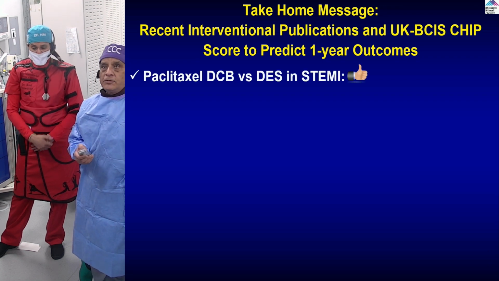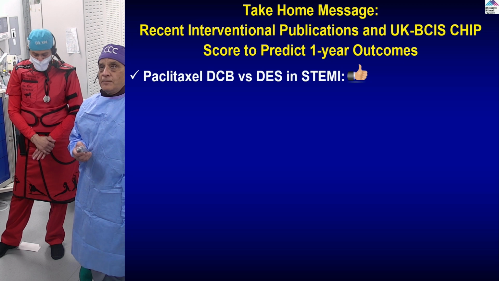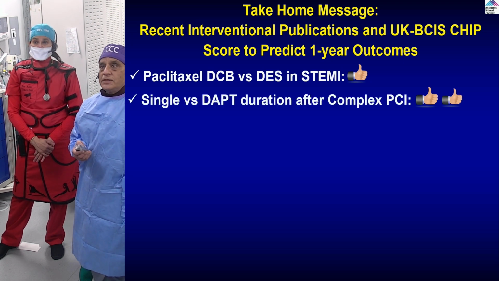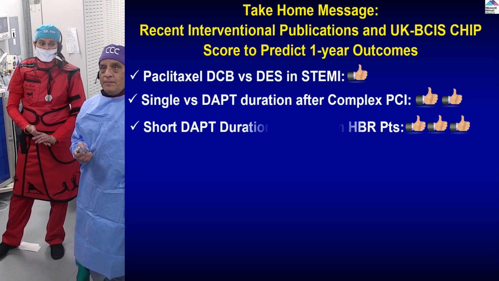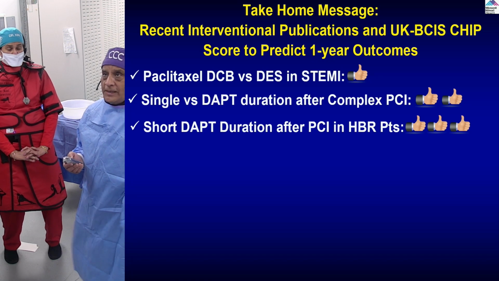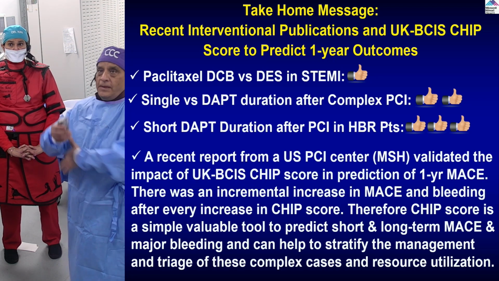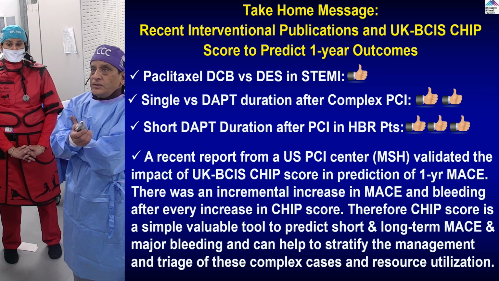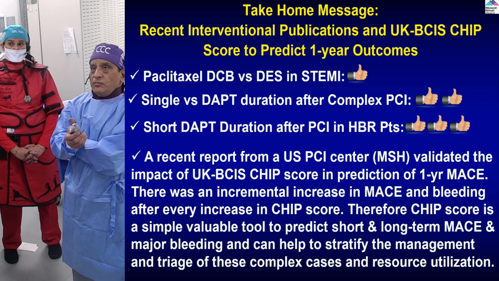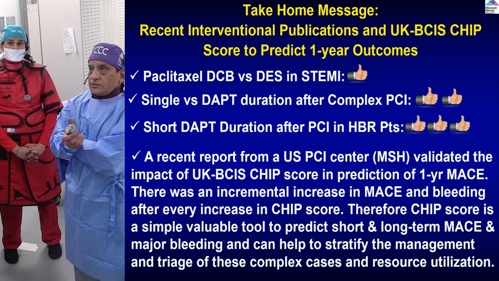So let's pull it together now. Paclitaxel drug-coated balloon versus DES in STEMI, 1 thumb up. Single versus dual antiplatelet duration after complex PCI, double thumbs up in this day and age. Short DAPT duration after PCI in high bleeding risk patients, 3 thumbs up. And lastly, a recent report from a US PCI center, Mount Sinai Hospital, validated the impact of the UK BCIS CHIP score in prediction of 1 year MACE.